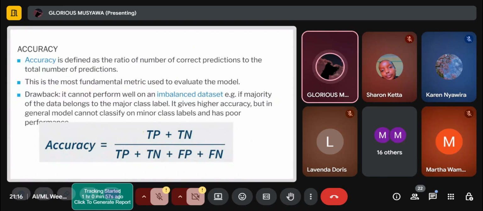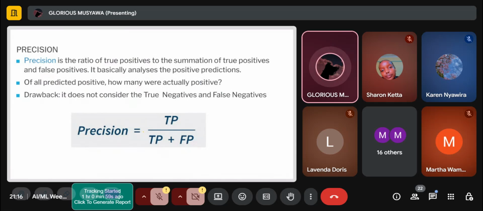especially for unbalanced classes. Precision is the ratio of true positives to the summation of true positives and false positives. So it basically analyzes the positive predictions. Of all predicted positives, how many were actually positive? That's the question that precision is answering. It does not consider true negatives. That's the drawback. It's focusing on the true positives: how accurately has it predicted, let's say, my main class?